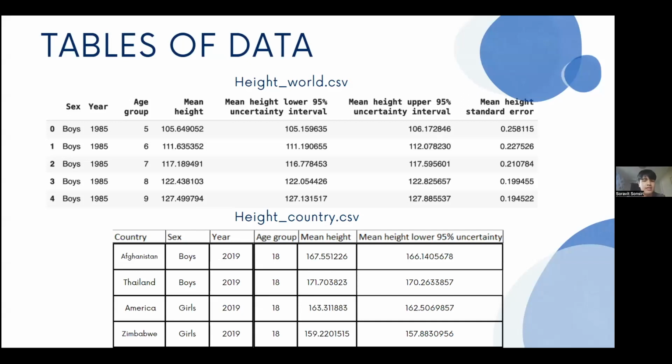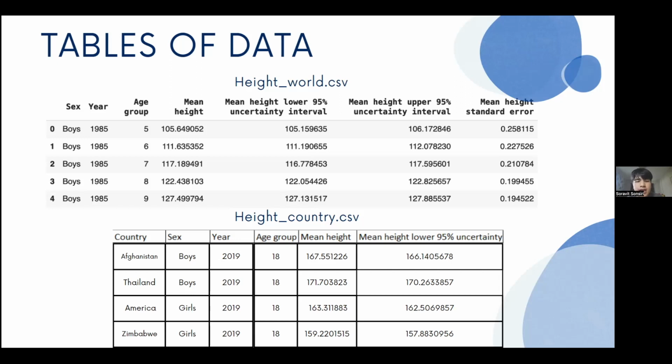Okay, next is tables of data of height. In the first one, that is height underscore versus v5, it will import sex, year, age group, and mean height. In sex, that will be boys and girls. In year, it will import 1985 until 2019. Age group will be between 5 to 19, and a mean height. And the second one is height underscore country CSV5. This one will import above 170 countries that are available, and sex will be boys and girls.